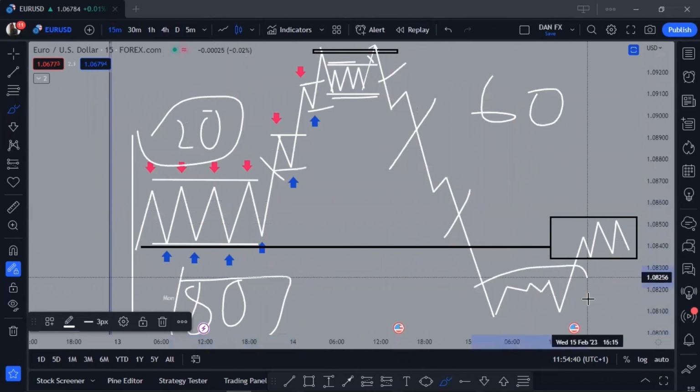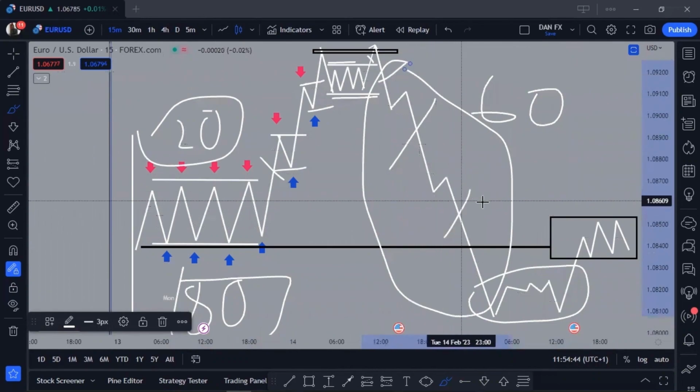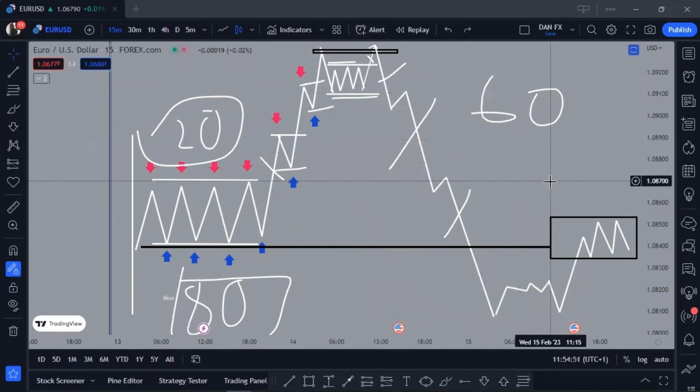So the people who took buys, the banks are going to fill their orders and take this back down, right? And then they'll do the same thing here, because this whole move is going to create an imbalance, because by the time they get back down here, there will be an imbalance. So that's basically how they manipulate these markets, right?